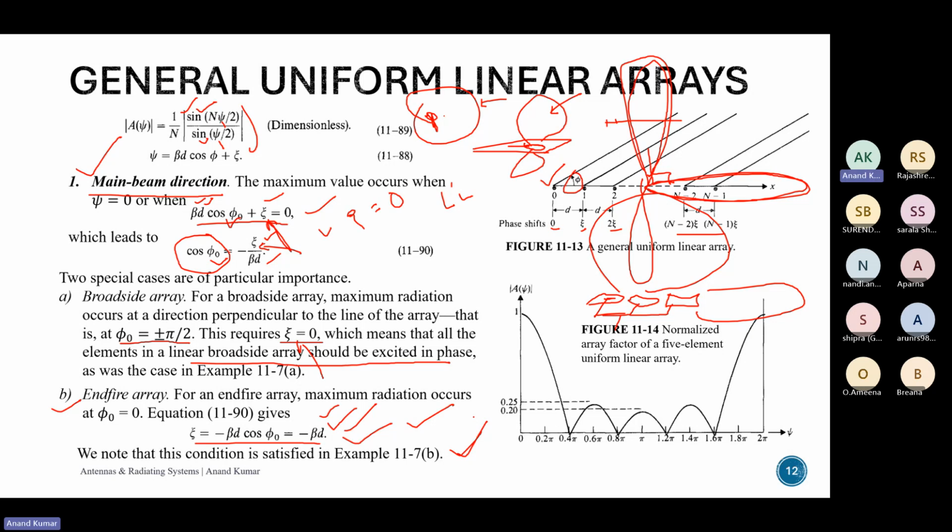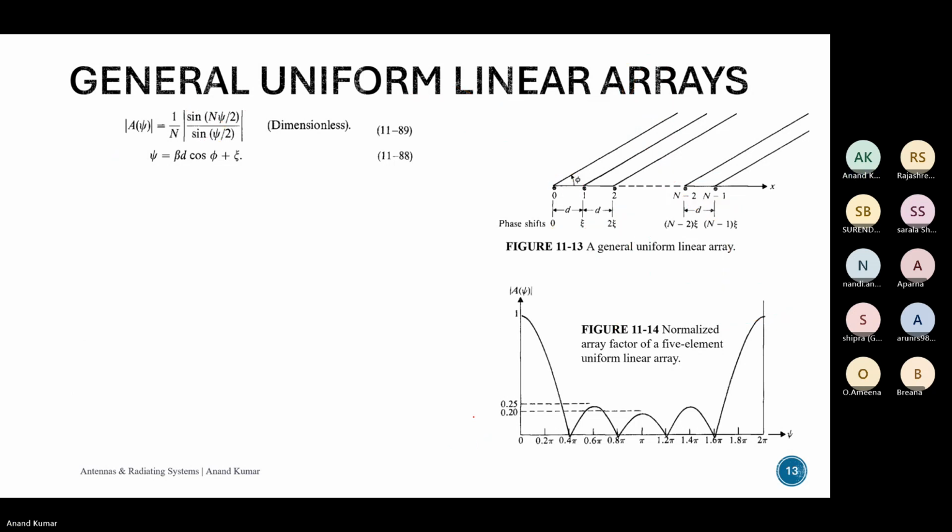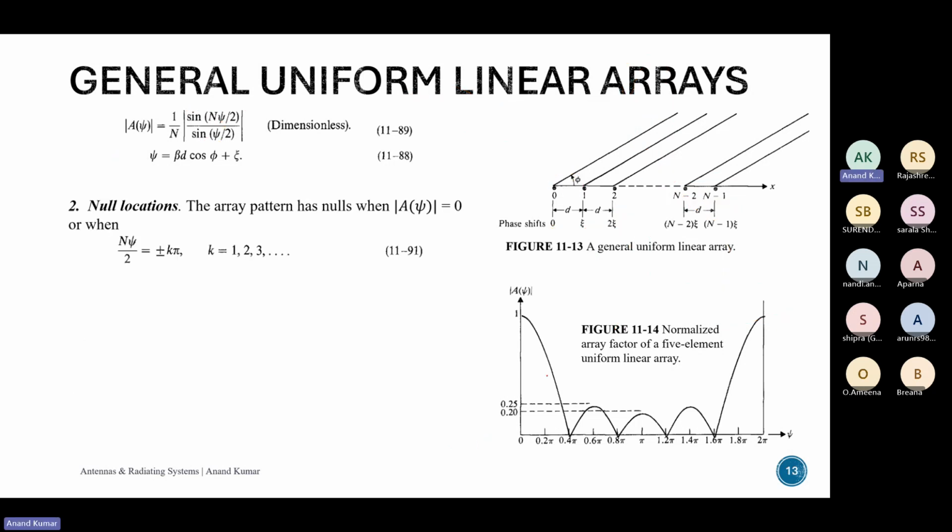Okay, so if there are no more questions on this, we'll proceed. The first thing was the main beam direction that we have discussed. The second point is the null location. The null location is also very important because, for example, if you have two devices that are communicating, it is important that their main beams align, which will essentially mean that there is good connectivity.